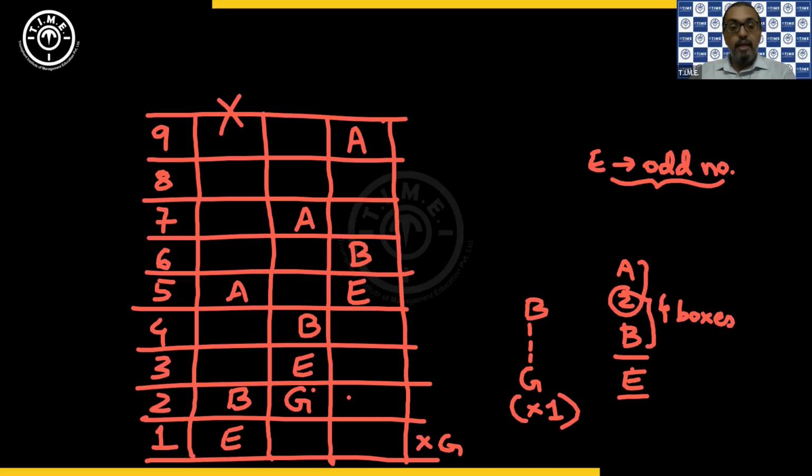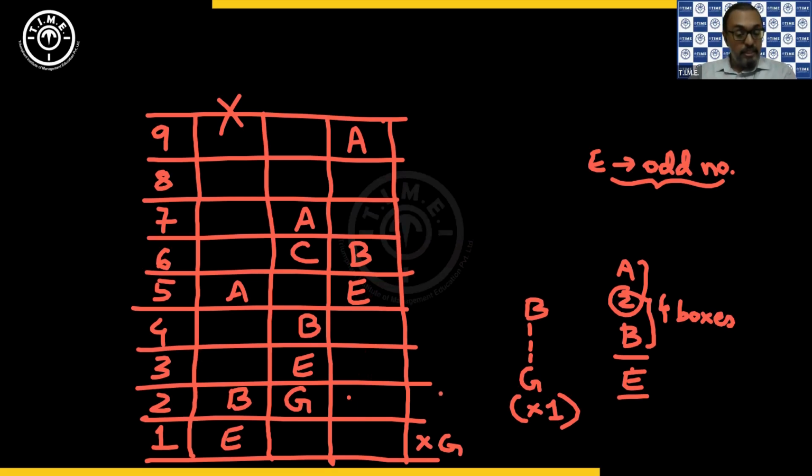Okay, so let's see. Now in the second possibility, G is already fixed in the second. So C has to come above. So 3 boxes, then you need to give C in position number 6. And then you have 3 boxes above. Okay, that is fine. Now in the third possibility, we understood that G can occupy second, third, or fourth.